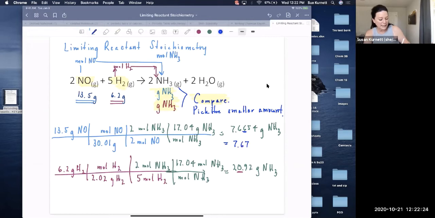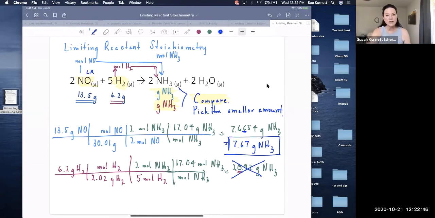Or maybe 6.6, depending on how you round. And so we cross out the other answer. We don't do anything with it. Why couldn't we make 20 grams, 21 grams? Because we didn't have enough nitrogen monoxide. It ran out. Nitrogen monoxide is the limiting reactant, and hydrogen was in excess.